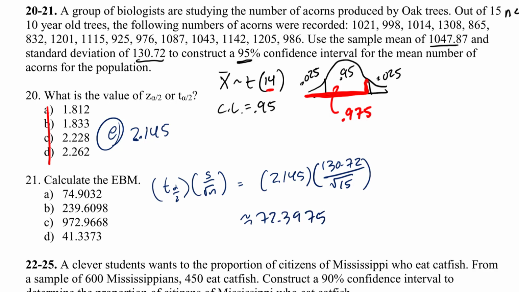72.3975, which is, again, we don't have any of those correct choices because we didn't have the correct choice on the question before it. So we'll call this E here. I hope that makes sense. I'm sorry for the errors.